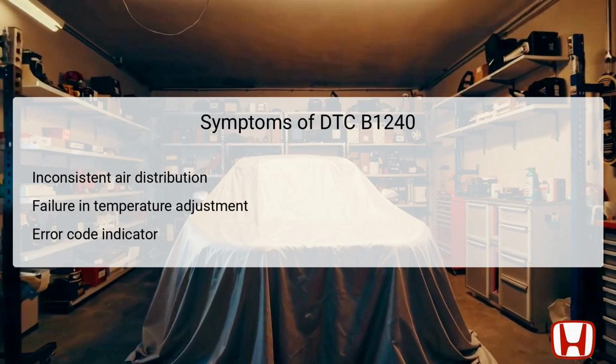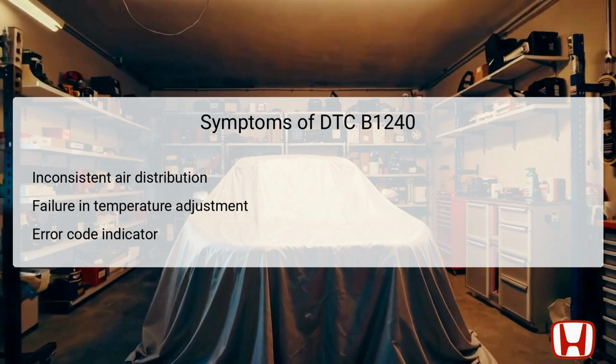Symptoms related to DTC B1240 can significantly impact vehicle operation and passenger comfort. Often the most noticeable symptom is inconsistent air distribution, where airflow may be weaker in some areas than in others. This inconsistency can lead to uncomfortable temperature variations inside the cabin.